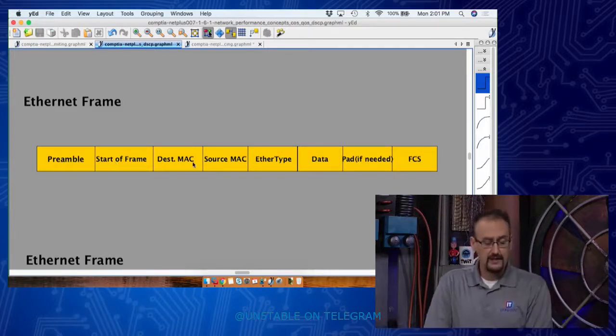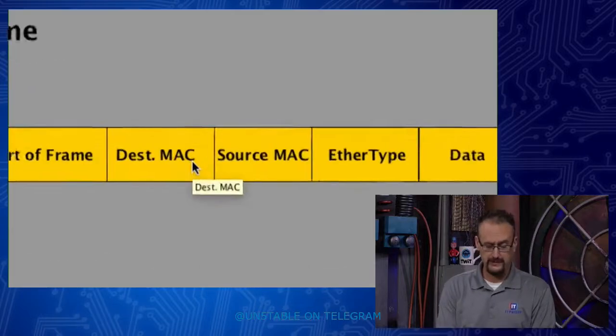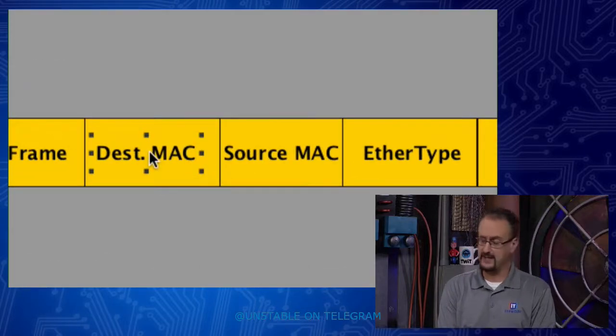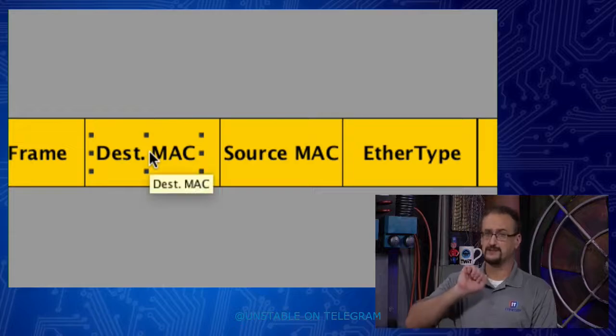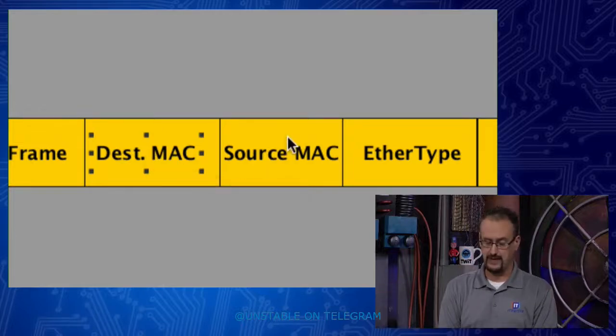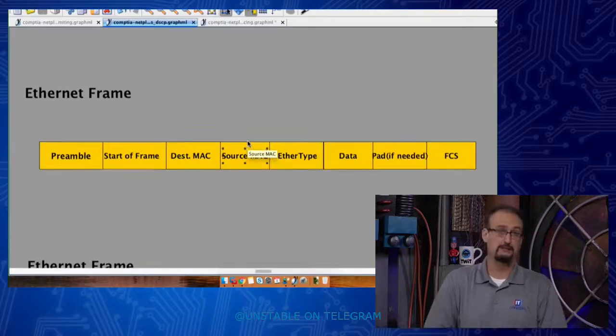All right? Now, you probably remember that we've talked about these, right? We've got a destination MAC address, right? That tells the switch where it is going. Source MAC address says, hey, where did it come from?